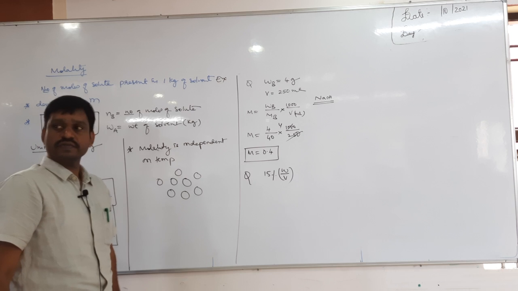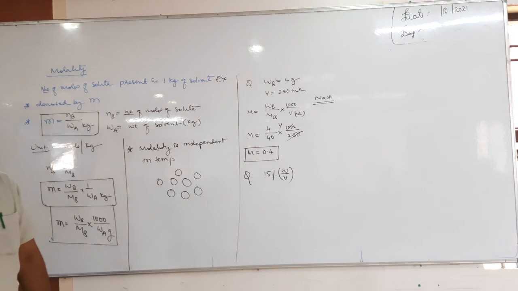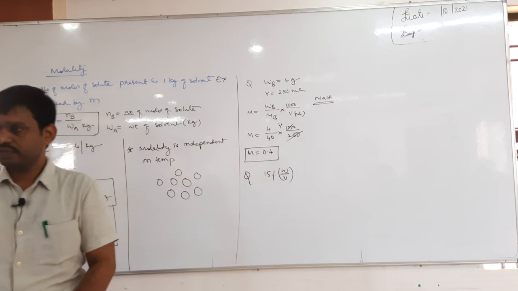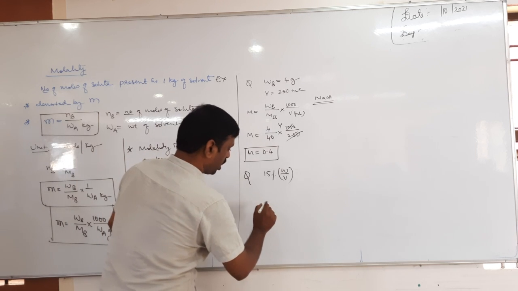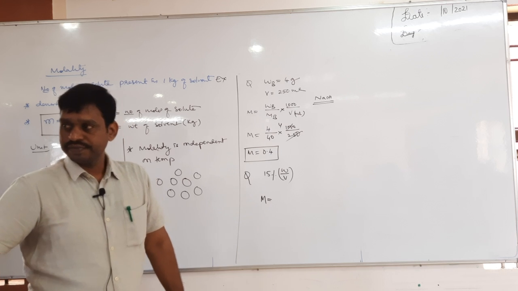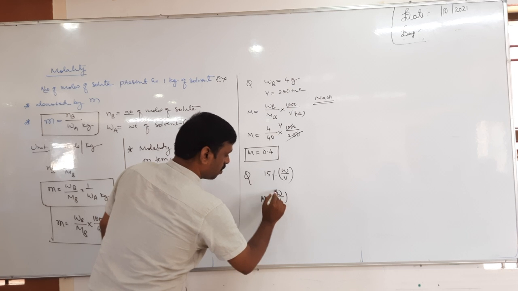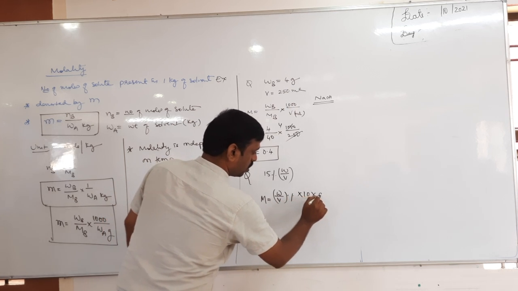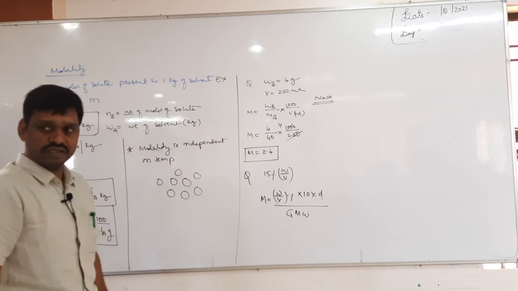And its density is 3.1 gram per cubic centimeter. Calculate the molarity, capital M. So here, if the density is given, what is the formula? W by V percentage into 10 into D divided by gram molecular weight or gram molecular mass.